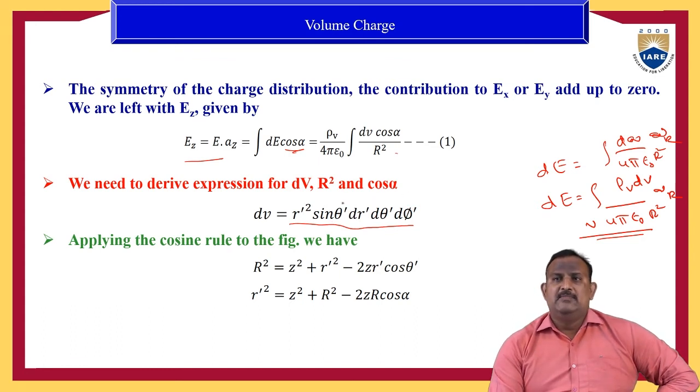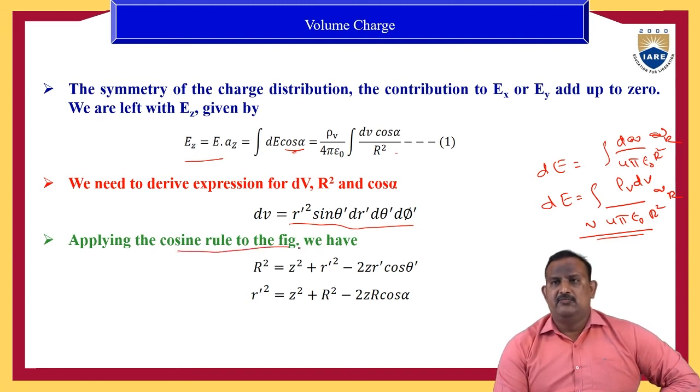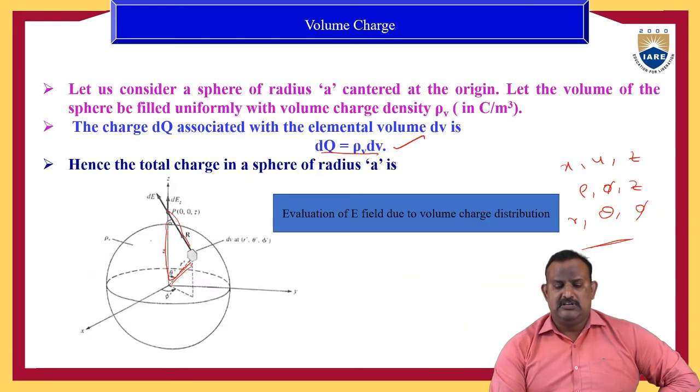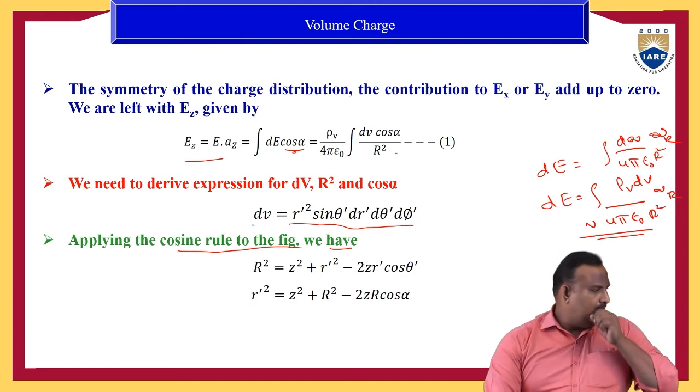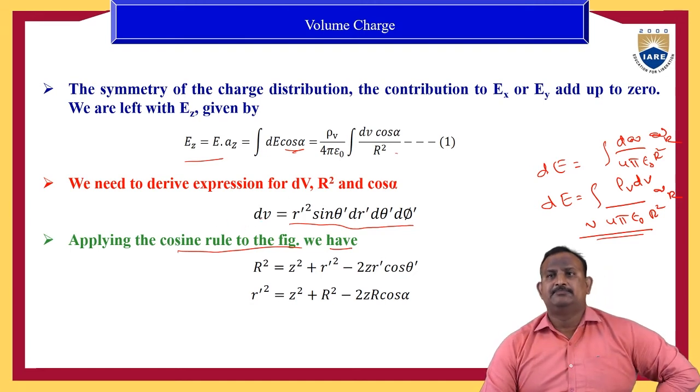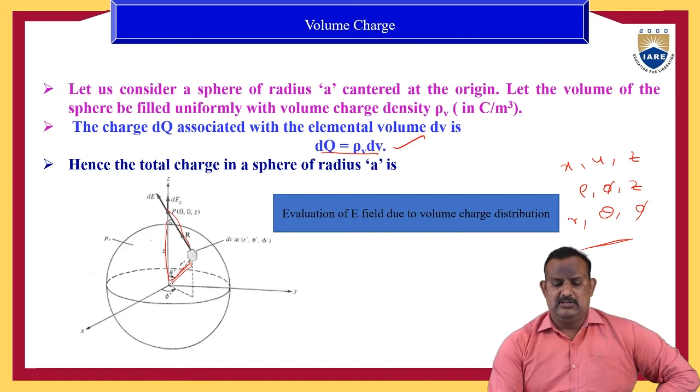To derive the equation, here you apply the cosine rule to the triangle in the figure. If you apply the cosine rule to the triangle here, first we write the expression for r square. From the figure, r square is equal to, r square is one side, z is one side, and r dash is one side.